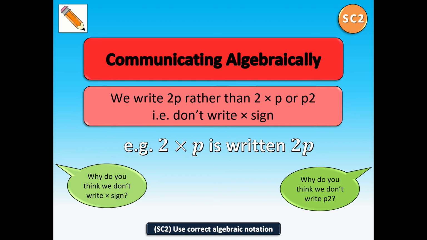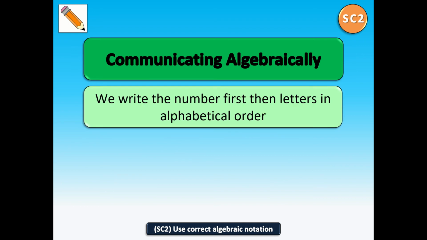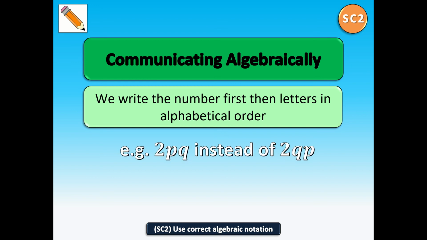So we don't use a times sign because it looks like the letter x, and we don't write p2, we simply write it as 2p. We write the number first, then the letters, and the letters tend to be in alphabetical order. So instead of 2QP, we write 2PQ.